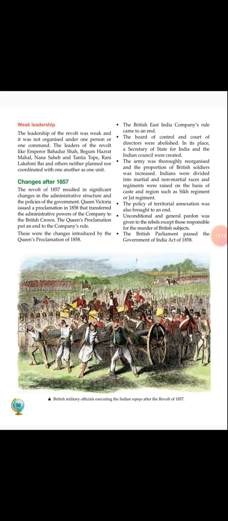Indians were divided into martial and non-martial races and regiments were raised on the basis of caste and region, such as the Sikh regiment or Jat regiment. The policy of territorial annexation was also brought to an end. It means the territorial annexation policy was also ended by the British Crown. Unconditional and general pardon was given to the rebels except those responsible for the murder of British subjects, and the British Parliament passed the Government of India Act of 1858. These were the changes after the revolt of 1857.